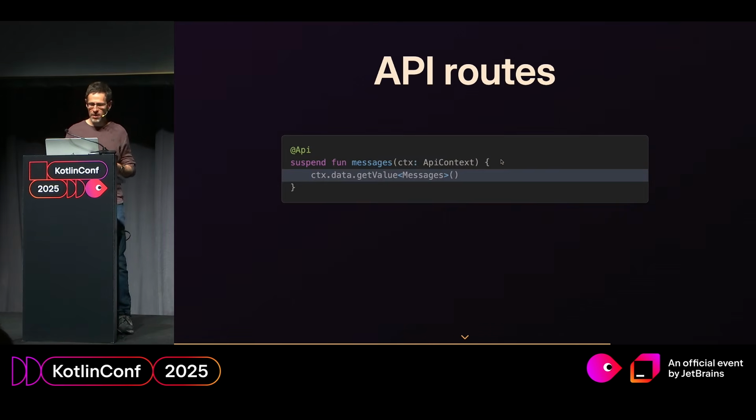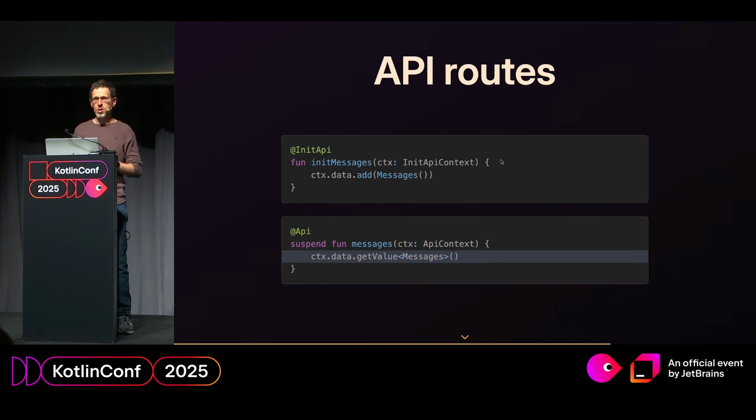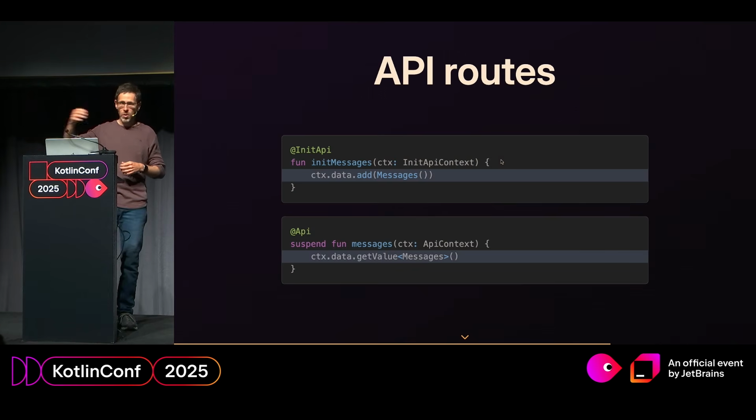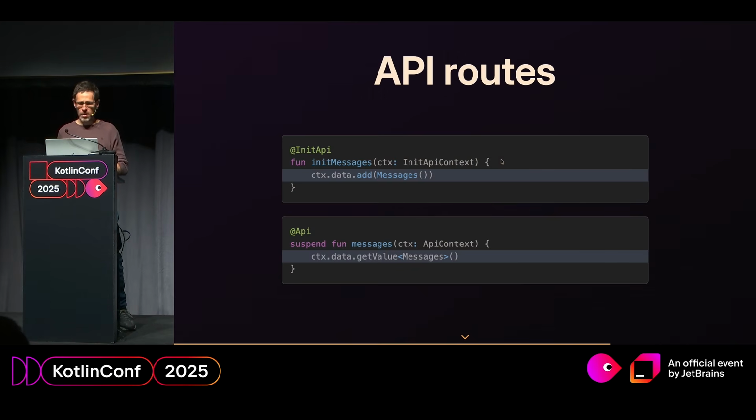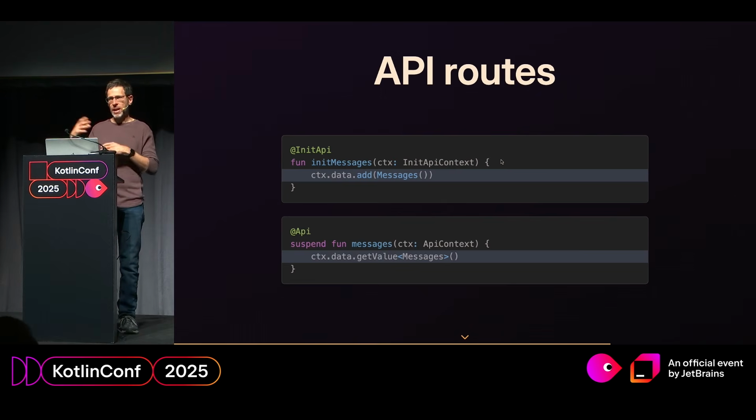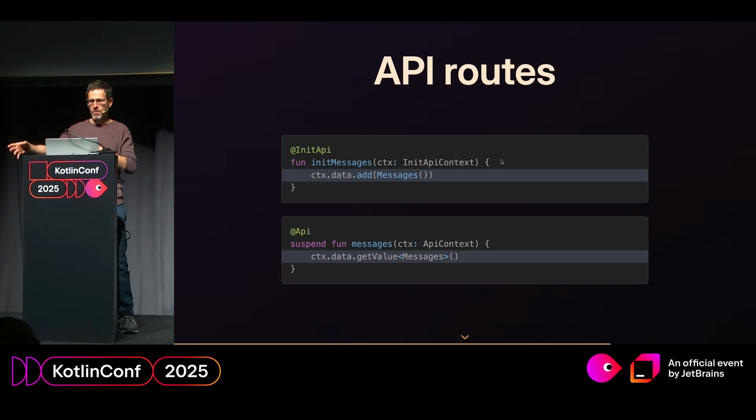So OK, we pulled this messages object out of the data store. How did it get in there? Well, you put it in there. What you do is you declare an init API method with an init API context. And at that point, you just go ahead and add it. And that'll be available to all of your API endpoints. One thing I want to call out here is inside init API, the data store is mutable. You can add and remove elements from it. But in the API endpoint, it's immutable. So you can only get a read-only view.